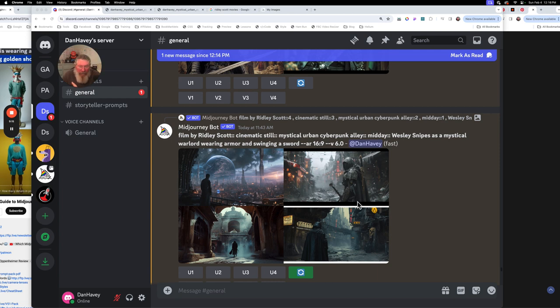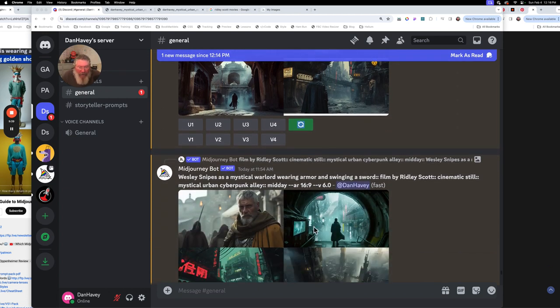So here is maybe a Wesley Snipes character, maybe here too. We do kind of have, at least in two of these, cyberpunk alley, midday, in some of them. But the point of all this is that by making changes like that, putting in the :: with or without a weight, it certainly is making a difference in these images.